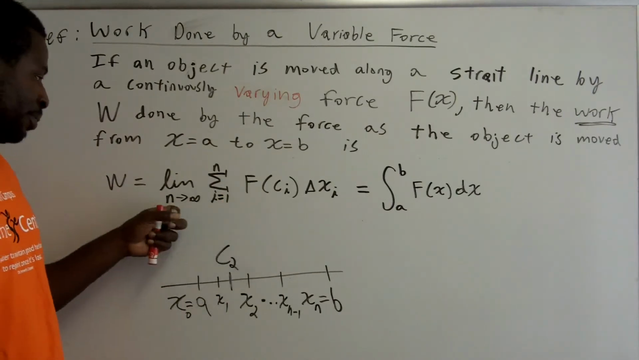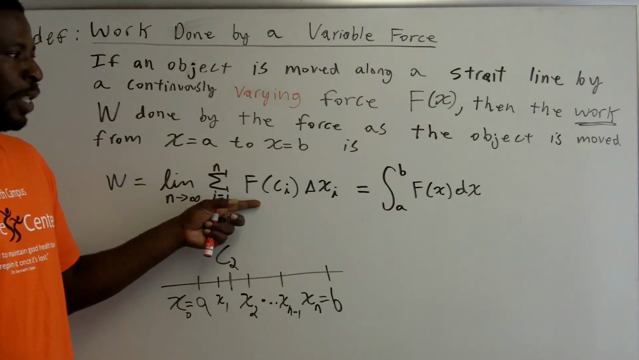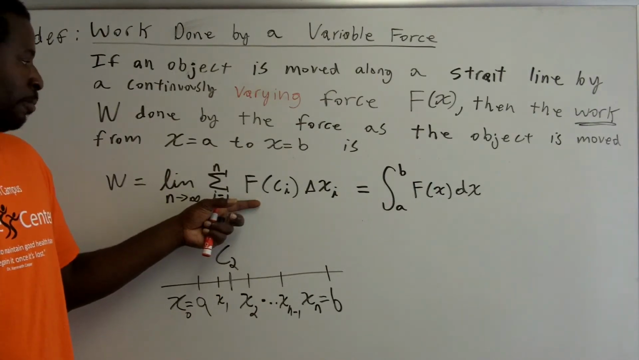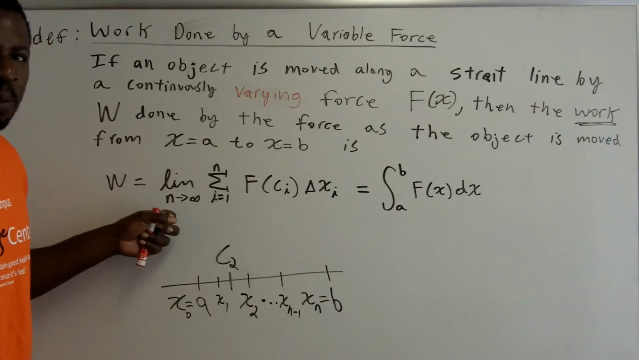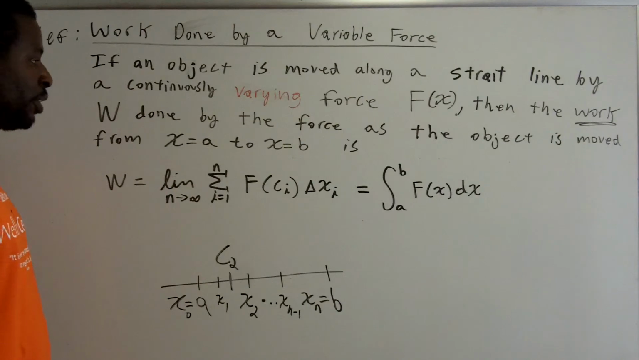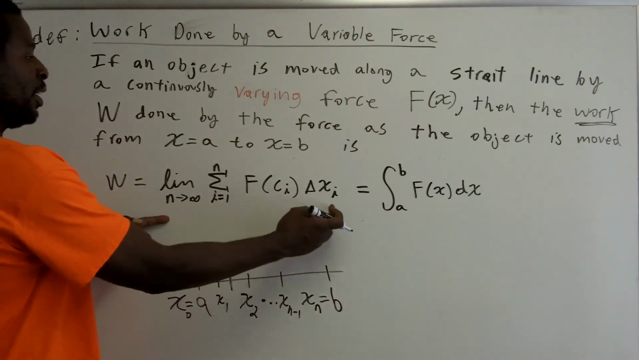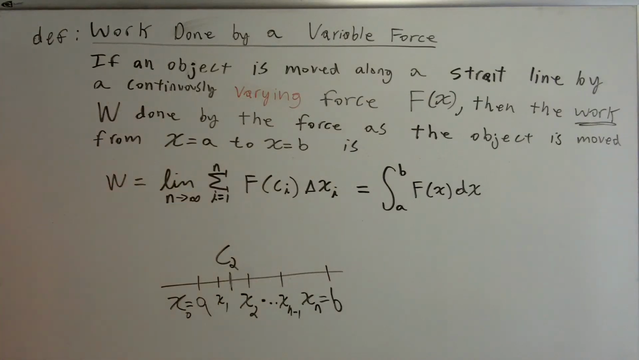Because this is really an approximation until we add the limit, since we can't really assume that the force is constant on each subinterval. So we make the subintervals as small as possible by making as many subintervals as possible. So we want n to approach infinity, and this is actually the definition of this integral.